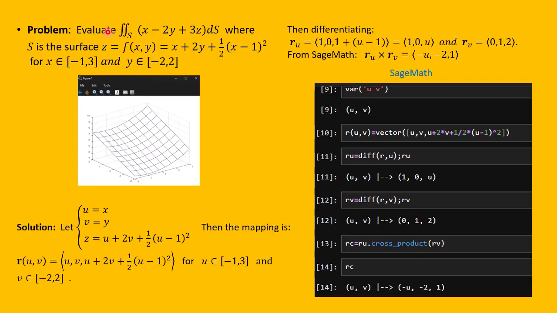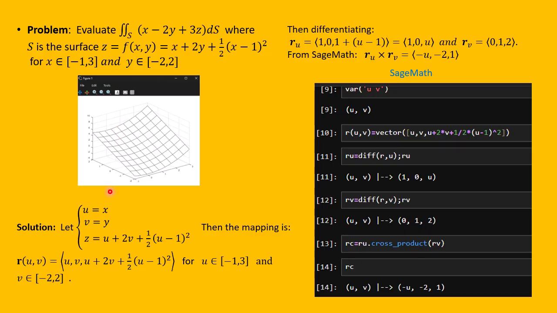So now let's consider a problem. Let's evaluate the surface integral of x minus 2y plus 3z dS, where S is the surface given by z equals f of x, y, equals x plus 2y plus a half (x minus 1) squared. Z is a function of x and y for x between minus 1 and 3 and y between minus 2 and 2. Here is a representation of that surface.